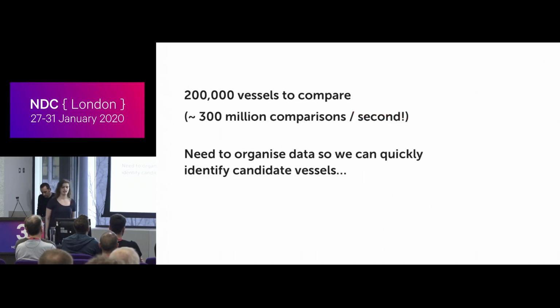The issue with this analysis is that comparing 200,000 vessels to every other ship in the ocean is a really expensive thing to do. Vessels check in about every 2 minutes on average, so that's about 300 million comparisons a second. So we really need to find a way to reduce the amount of comparisons we needed to make, and identify likely candidates for this proximity analysis.